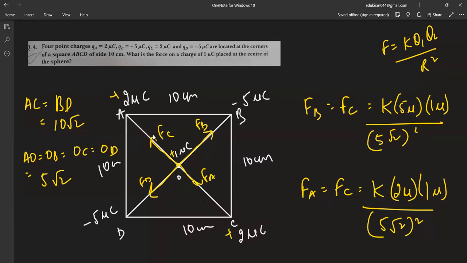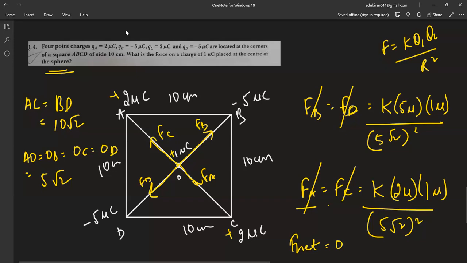When you calculate the net force due to this, FC minus FA, since they are equal, they'll cancel each other. And FD and FB both are equal, they'll also cancel each other because the magnitude is same. Here 1 microcoulomb, here both are same. So FA will cancel FC, FB will cancel FD. So in total, net force will be equal to zero, whether this is kept at the center of a sphere or any other figure. Clear? Note it down. Rest of the questions I'll discuss. First, write it down.